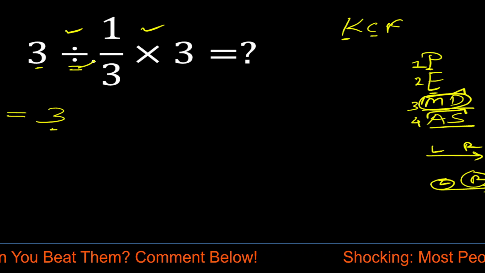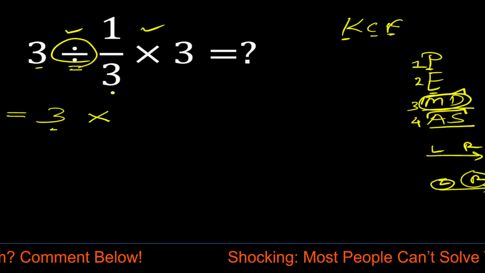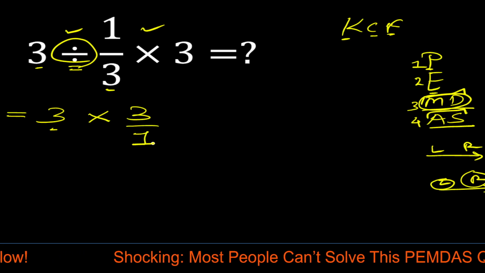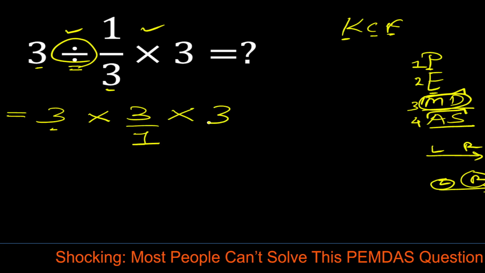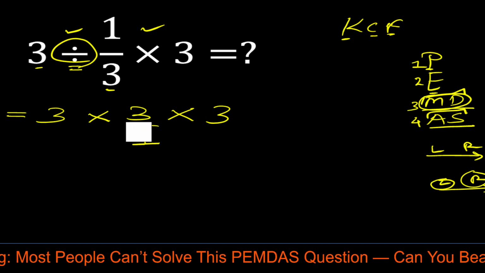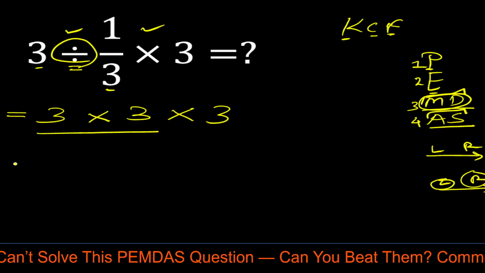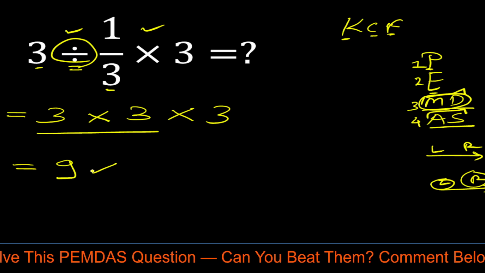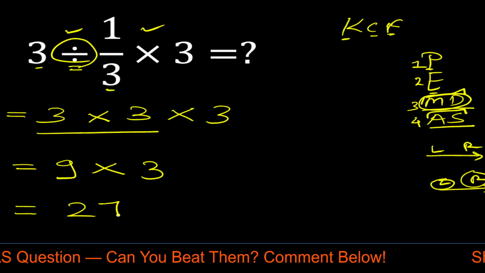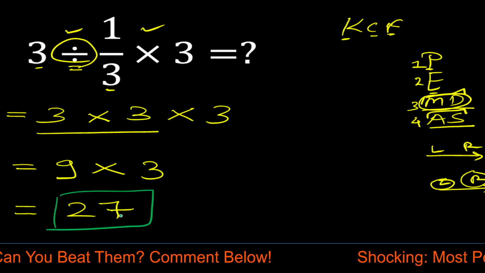Then C means change this sign from division to multiplication, and F means flip this fraction. 1 upon 3 is equal to 3 upon 1, right? Times 3. So now 3 upon 1 is equal to 3. So we can remove this one, right? Now 3 times 3. So 3 times 3 is equal to 9 times 3. Now 9 times 3 is equal to 27. So the correct answer is 27, right?